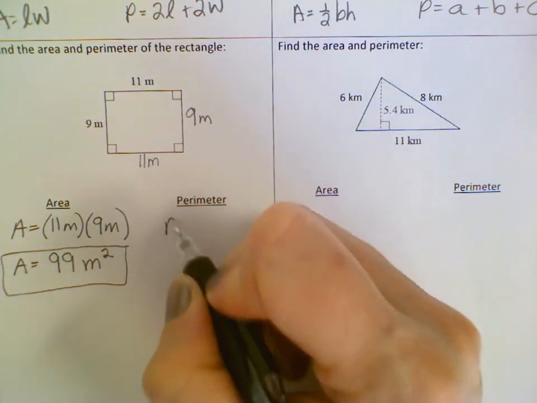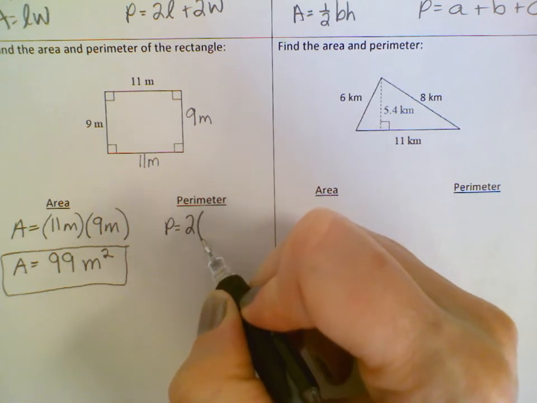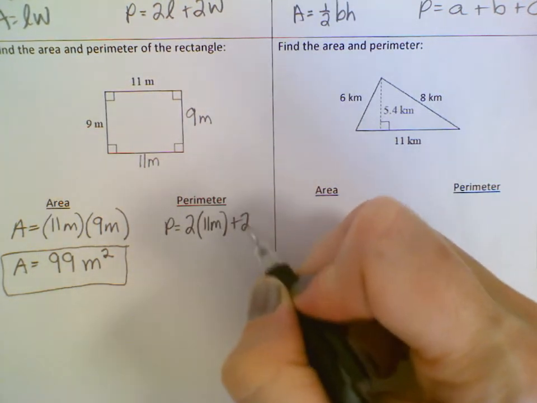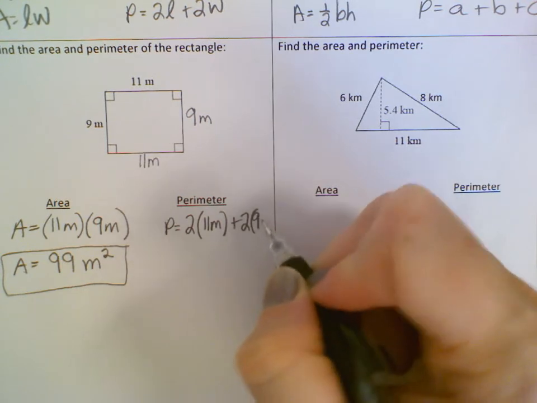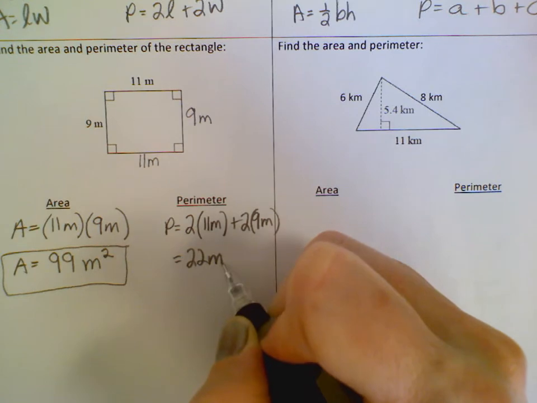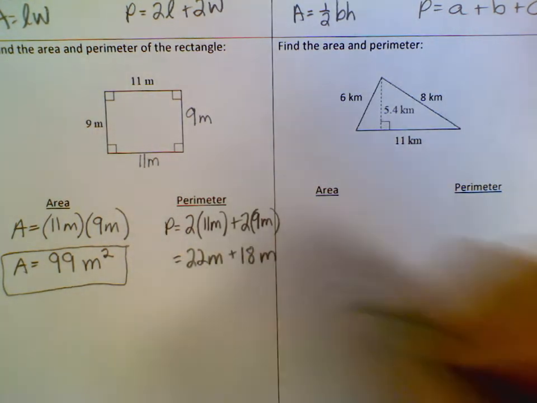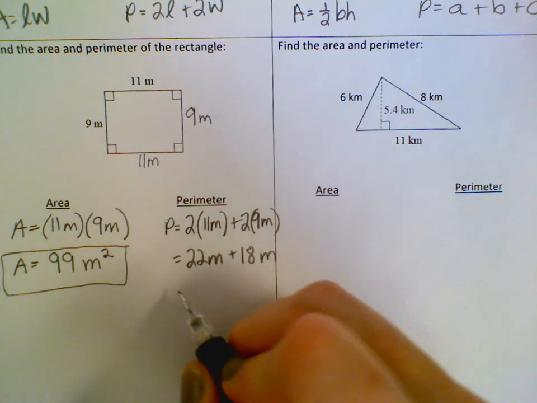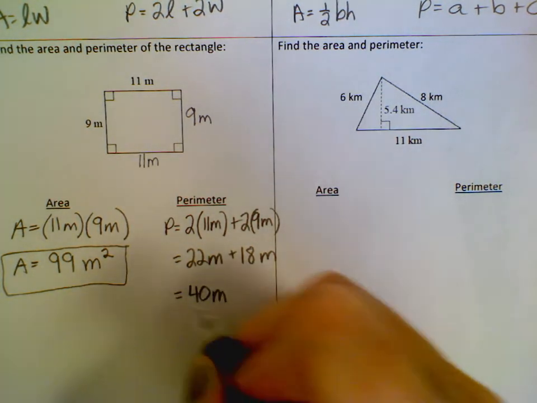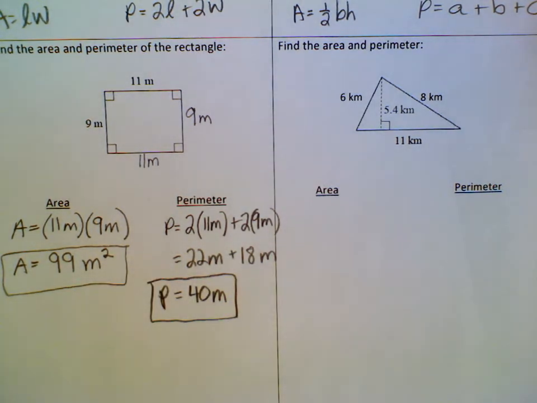Okay, perimeter, where you just add up all the sides, or you can say, hey, there's 2 sides that are 11 meters each and 2 sides that are 9 meters. All right, so notice when you do this, you don't ever square your meters. They never get multiplied together. They just get added together. So that's linear. 40 meters for the perimeter.